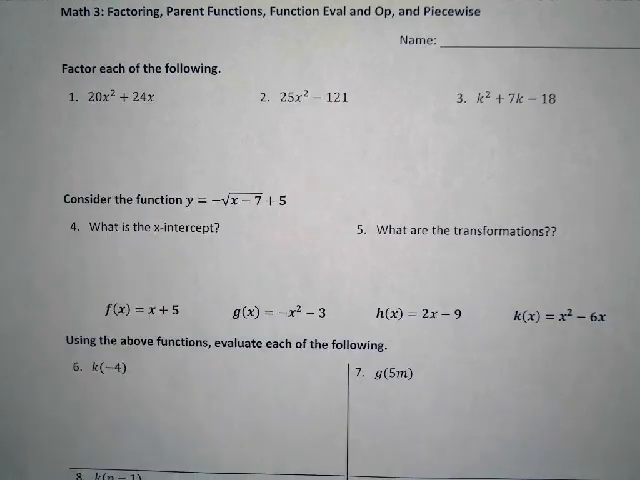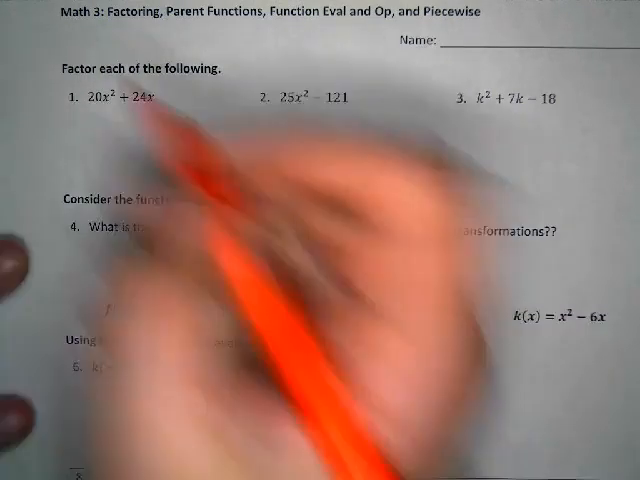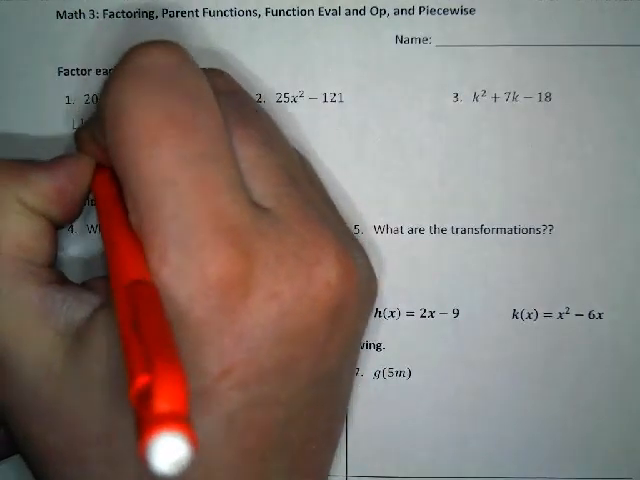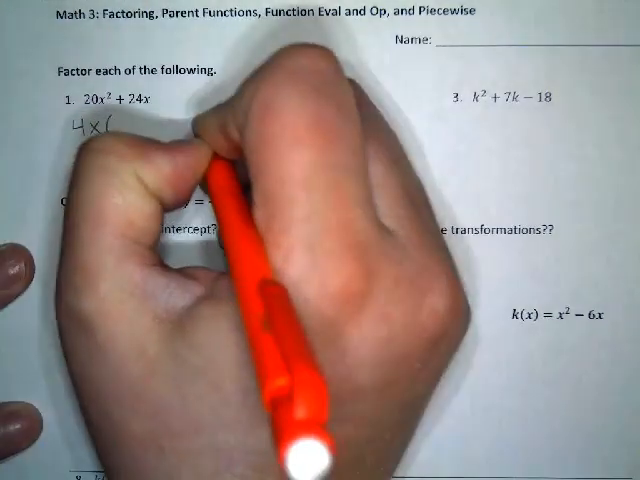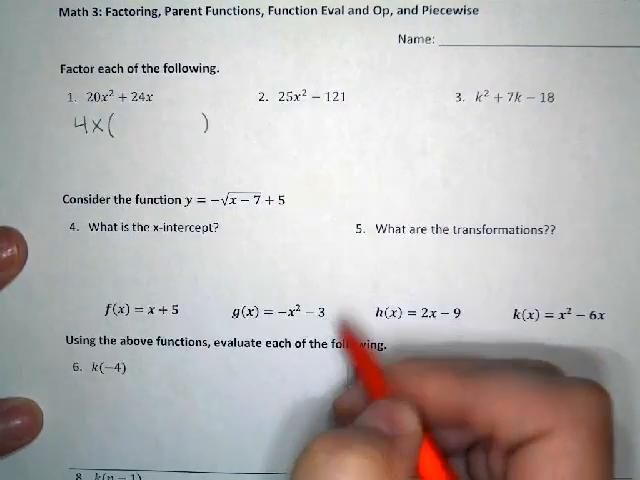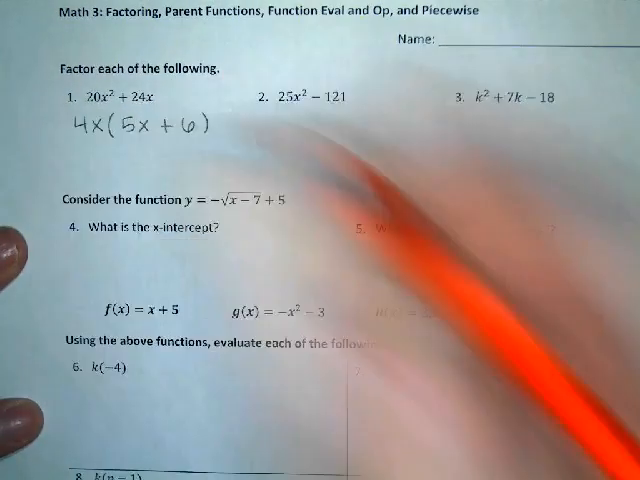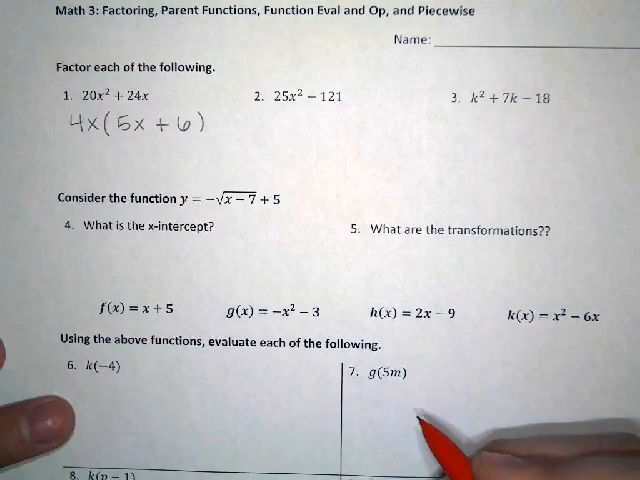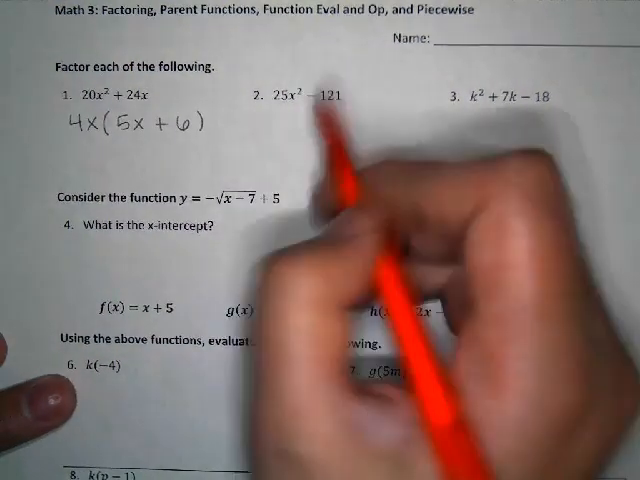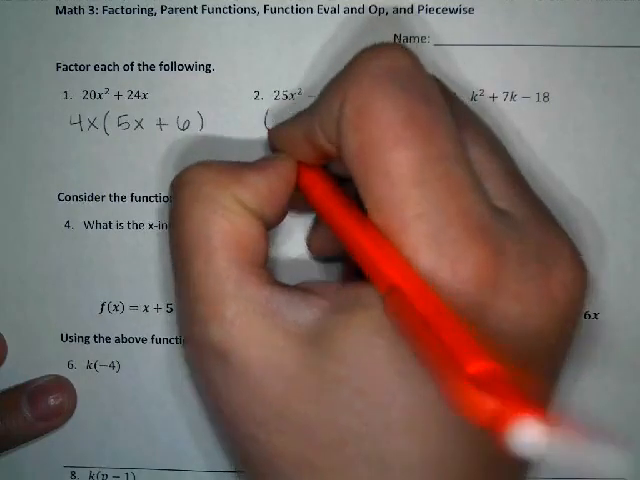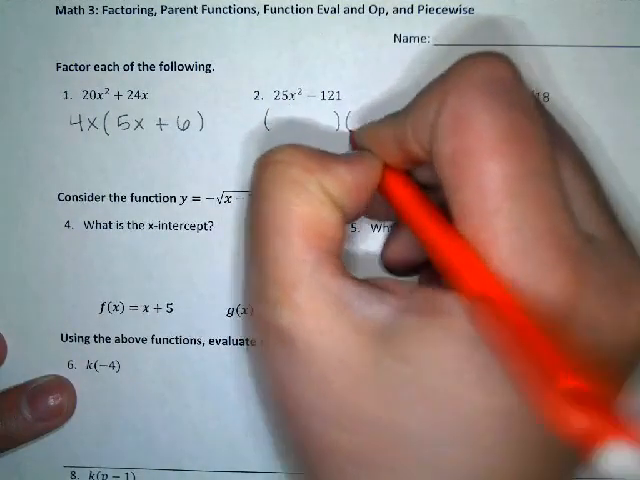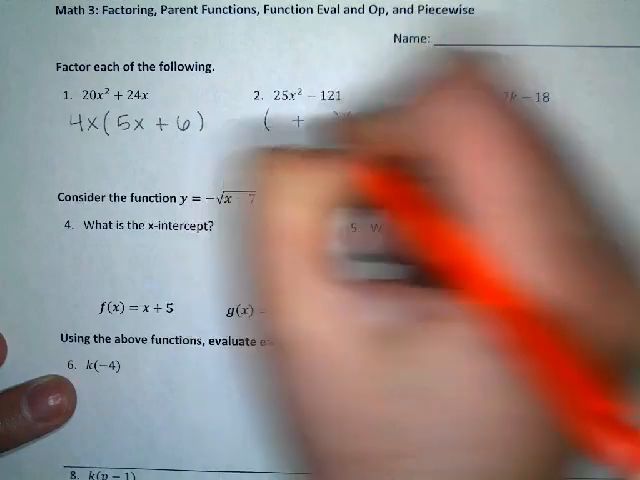So how do we factor number 1? 4, and what else? 4x. And when you take out the 4x, what do you have left? 5x plus 6. Okay.